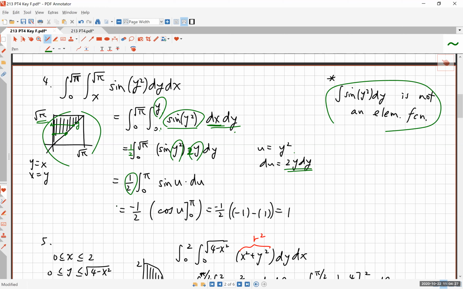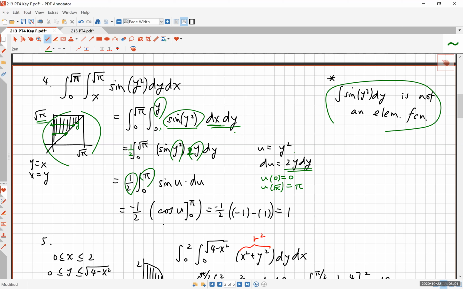And then, of course, when y is equal to 0, u is also equal to 0. But when y is equal to the square root of pi, remember, y squared is what u is, so you have to square that. And if you square the square root of pi, you just get pi. It's funny to think if you square anything, you'll get a piece of pi, but that's what happens here, right? Okay, so the new integral is going to be 1/2 of the integral from 0 to pi now, right? And then sine u du.